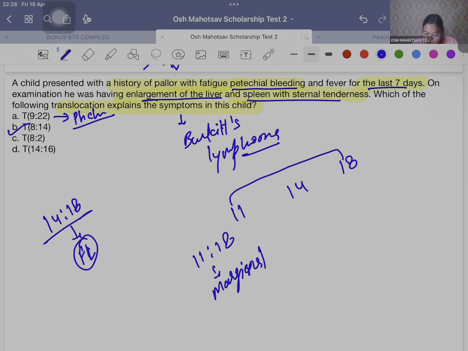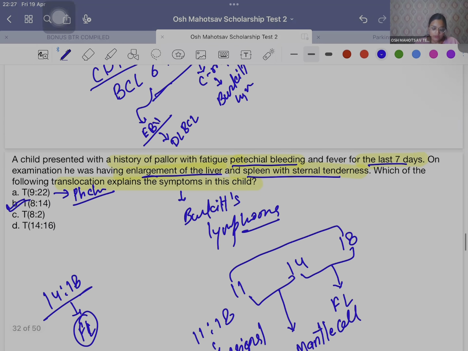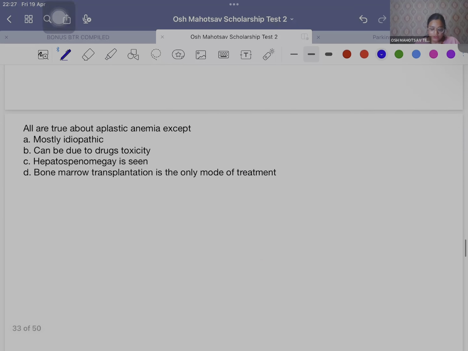marginal zone lymphoma. If we have translocation of 14 and 18, then this will be follicular lymphoma, and translocation of 11 and 14, this will be mantle cell lymphoma. Okay, so the diagnosis is Burkitt lymphoma. I don't know whether this option is correct or not, because I have read Burkitt lymphoma is having translocation 8 plus an even number. So this is also an even number, but I think this needs to be written like this, then this can also be the answer.